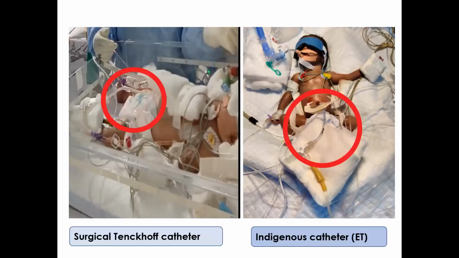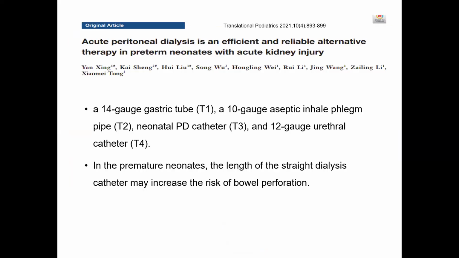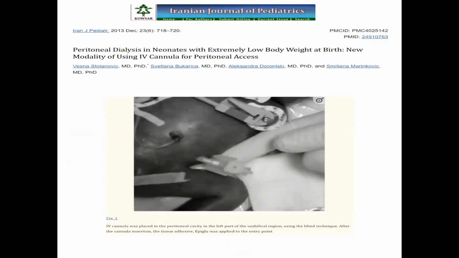In this slide, the first image shows a surgical Tenckhoff catheter, and the second image shows insertion of an endotracheal tube as an indigenous catheter, which we use in our center. This article reviewed use of a 14 gauge gastric tube as well as a neonatal PD catheter and a 12 gauge urethral catheter, and all these indigenous catheters were effective in peritoneal dialysis. In this article, they used an IV 22 gauge cannula in infants with extremely low body weight, and this was also effective in dialysis.